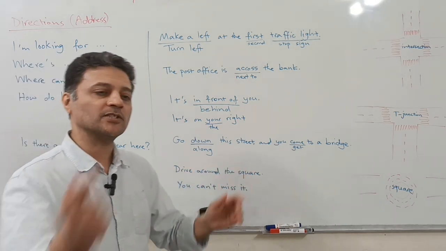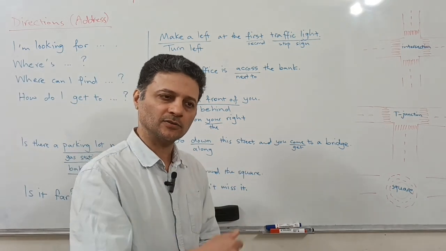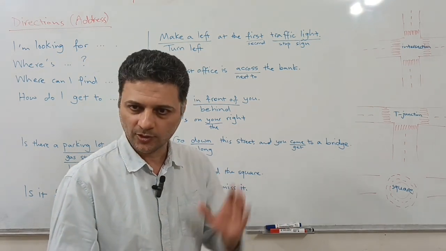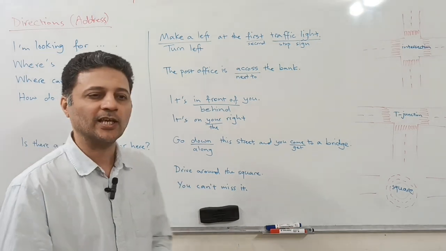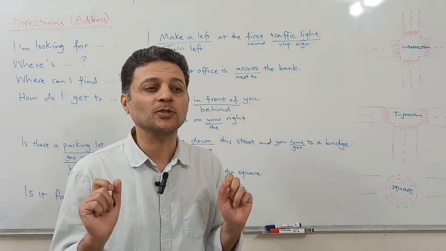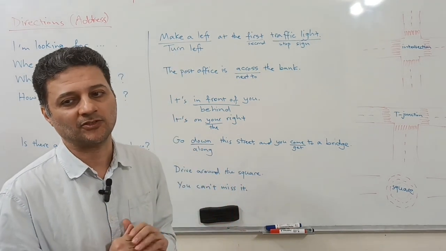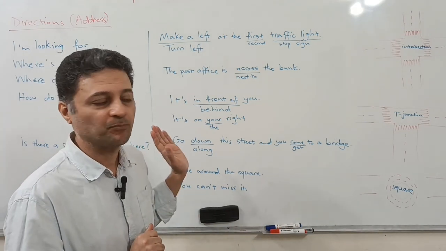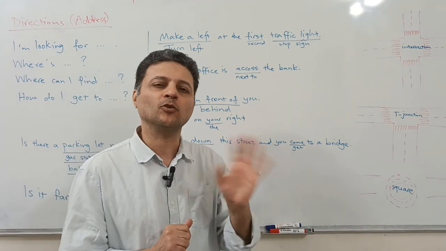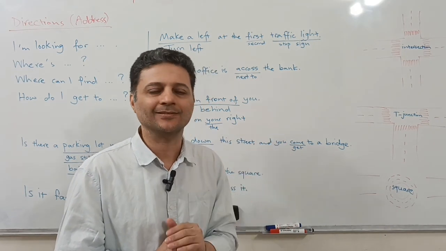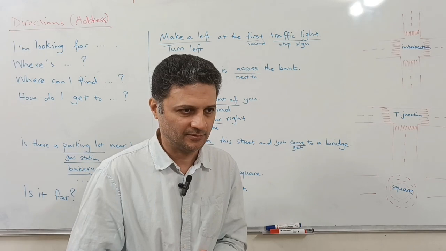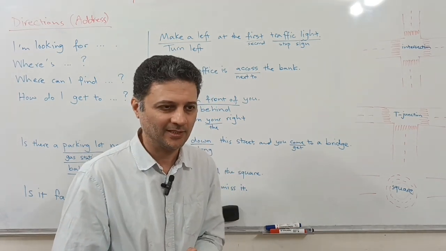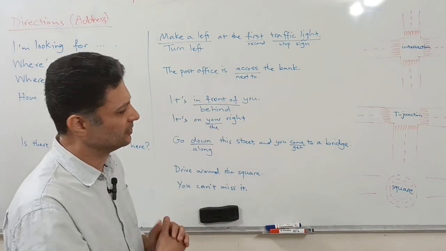Or drive around the square. Go straight ahead. Another expression again, right? And finally, you can't miss it. This is an expression used at the end of giving directions. When you ask for directions and somebody responds, they normally end it with you can't miss it. It means it's very easy to find it. You're not going to get lost. All right? So these are the possible answers we use.